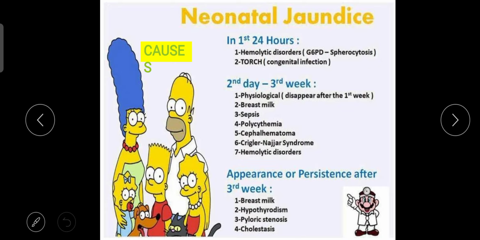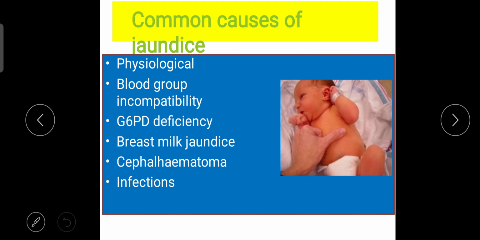Next one is appearance or persistence after the third week. First we have seen the causes if it occurs within 24 hours. Then we have seen the causes if it occurs between the second day and third week. The next one is appearance after the third week, or persistence, meaning even after the third week it is not reduced, because of breast milk, hypothyroidism, pyloric stenosis, and cholestasis. If I say briefly, some common causes of jaundice are physiological, blood group incompatibility, G6PD deficiency, breast milk jaundice, cephalohematoma, and infection.